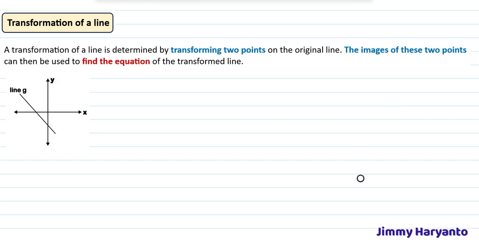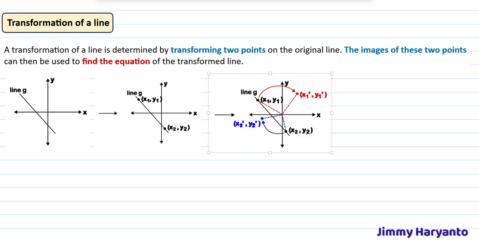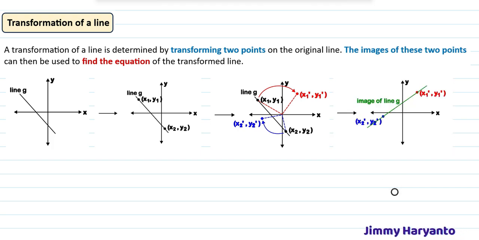So let's say you have a line G right here, and then you choose 2 points on the line G, and let's say the coordinates are x1 y1 and x2 y2, and then after that I rotate the coordinates. The 2 coordinates are rotated like this, 90-degree clockwise. That means I will have the image of x1 y1 and also the image of x2 y2. And then after that, if I connect them, I will have the image of line G. So this is the concept of transformation of a line.